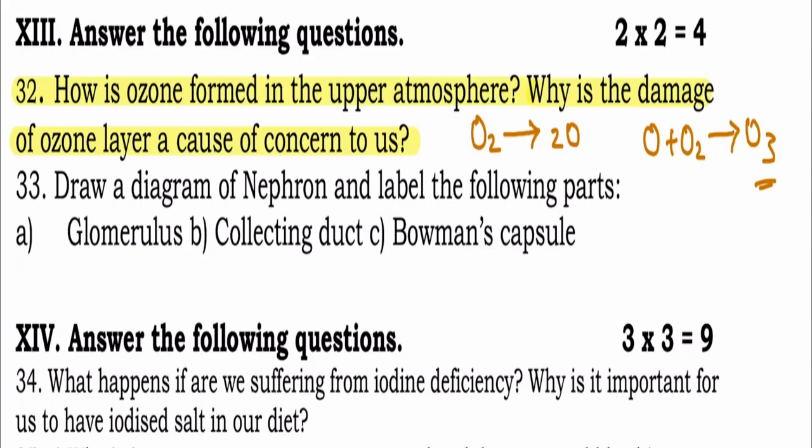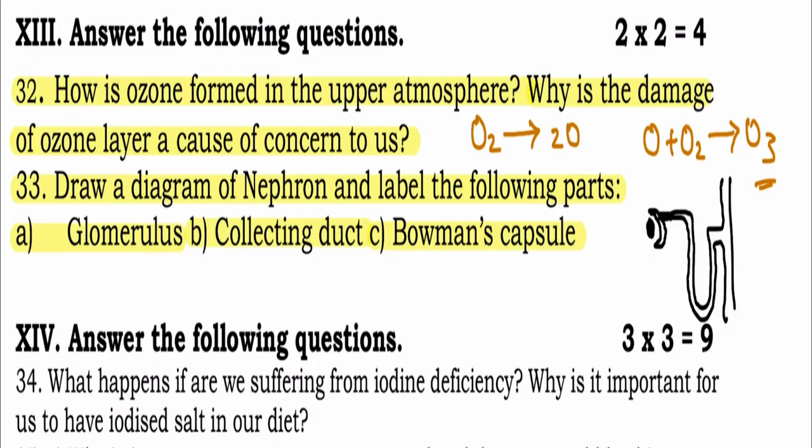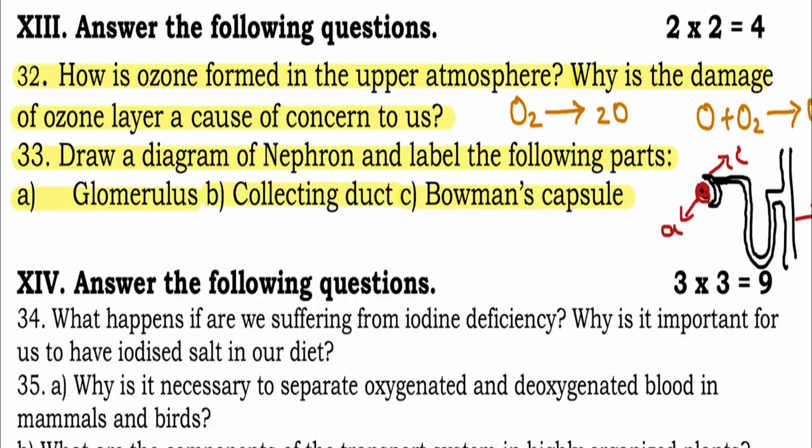Next question is, draw a diagram of a nephron and label the following parts. A. Glomerulus. B. Collecting duct. C. Bowman's capsule. Okay, I will not draw cleanly, but I will show you here. This red part is the glomerulus, this part is Bowman's capsule, and this part is the collecting duct. Okay, let's go to the next question.